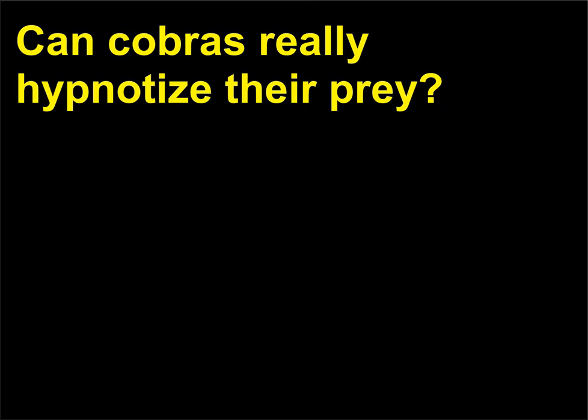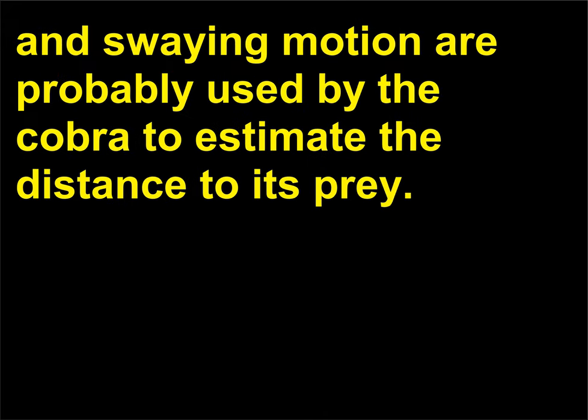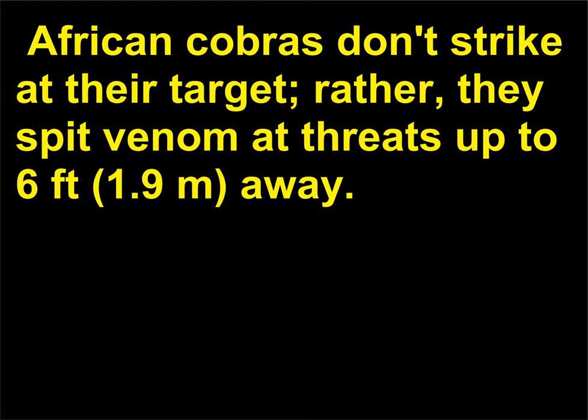Can cobras really hypnotize their prey? While hypnotism would be a fortunate side effect, it is thought that the semi-erect posture and swaying motion are probably used by the cobra to estimate the distance to its prey. African cobras don't strike at their target; rather, they spit venom at threats up to 6 feet, 1.9 meters away. To do this, they need to take visual aim.